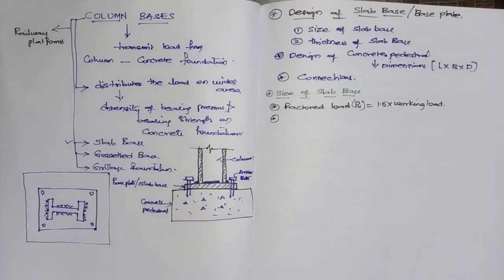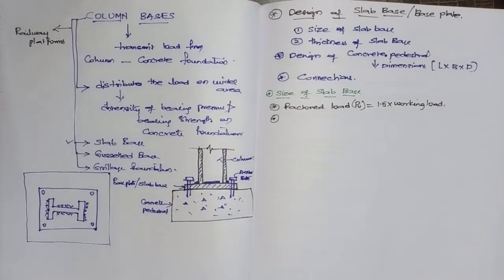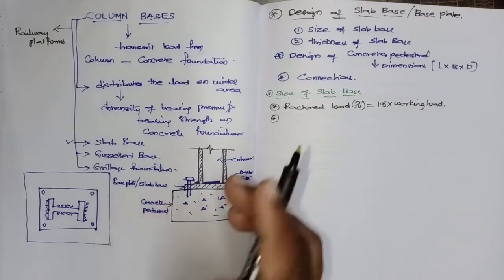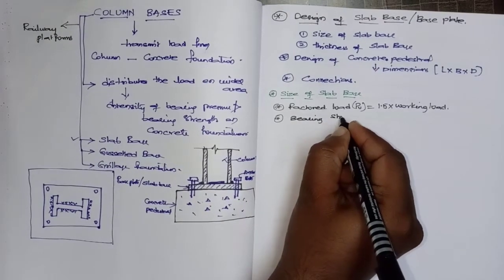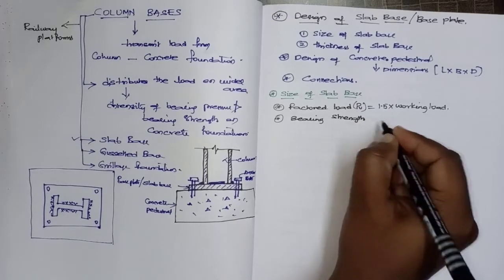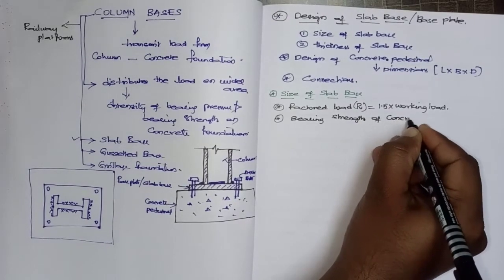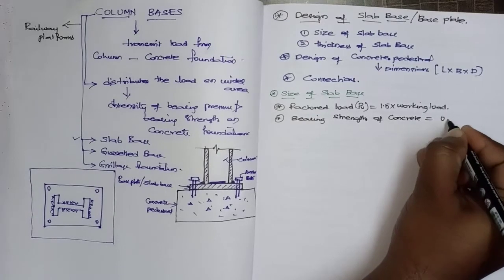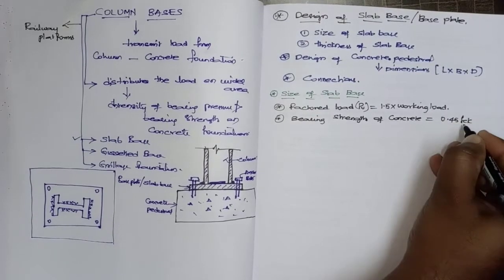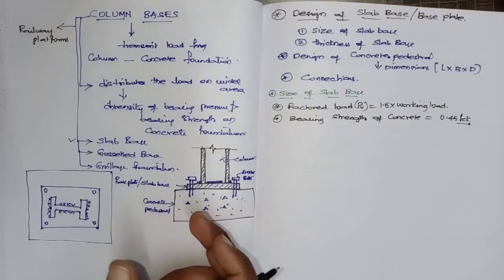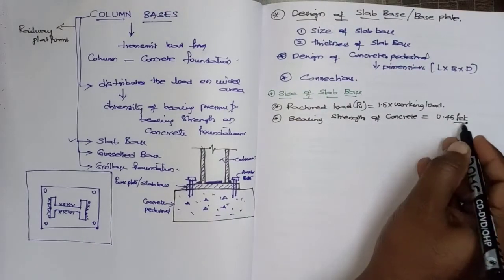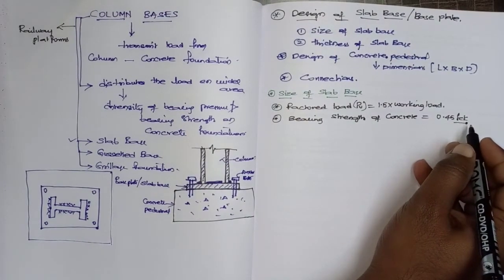In general, when you design the foundation footings of an RCC footing, you take SBC as a reference to calculate the area, right? Here you are supposed to take the bearing strength. First calculate the bearing strength of concrete, which is 0.45 into FCK. What is this FCK? The grade with which you are going to construct, M20 or M25 or M30, like that. So 0.45 into that particular value, you will get the bearing strength.